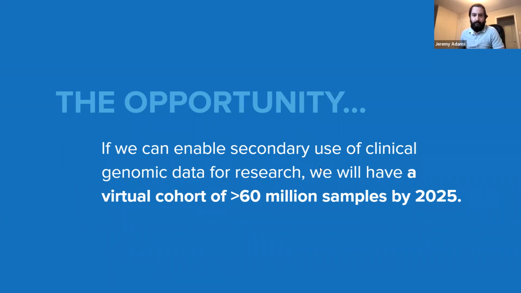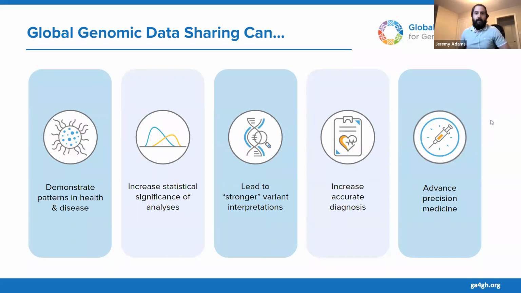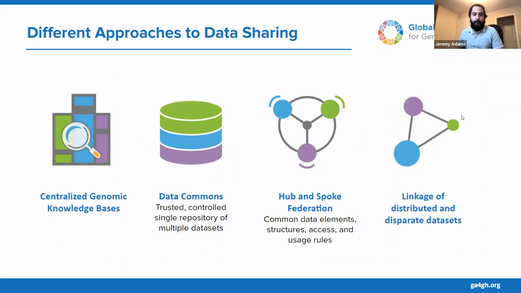Okay, so let's see if I have control. There we go. So yeah, the take-home message essentially, with our ability to sequence many more genomes and have better approaches to understanding and analyzing and sharing those genomes, is that if we create a cohort of properly consented genomic data across the globe, we'll enable a host of downstream impacts for research and precision medicine, including more powerful analyses and stronger variant interpretations.